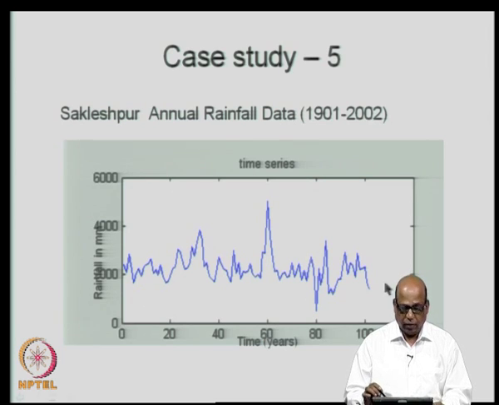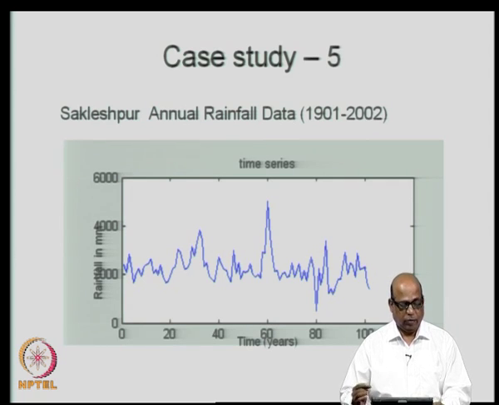Now, this is the time series. Compare this with the monthly time series of Kaveri river flows for example. Right at the time series plot, you would know that there are inherent periodicities present in the data. We have about 102 years of data for the Sakleshpur annual rainfall, and this 102 years data does not show, at least by examining the time series plot, any significant periodicities present in the data.